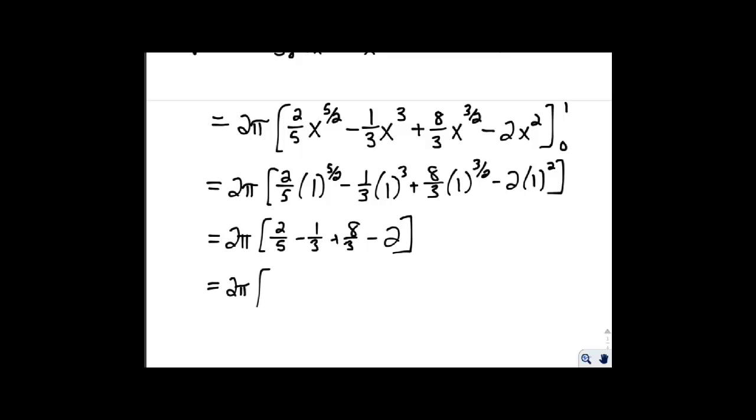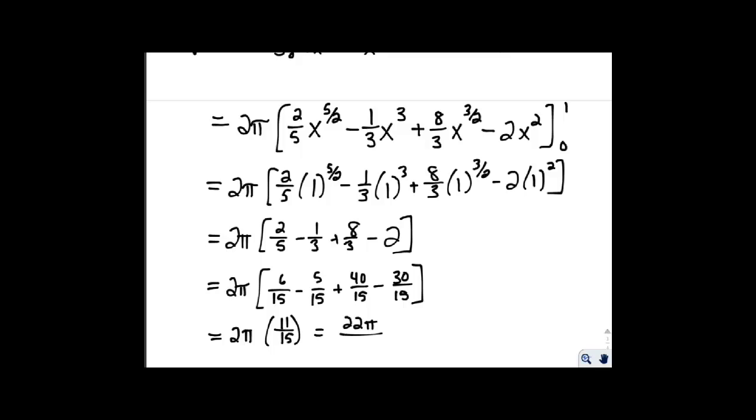They all need to be 15ths. So it's going to be 6/15 minus 5/15 plus 40/15 minus 30/15. Multiply this one times 3, that one times 5, that one times 5, and that one times 15. So we end up with 6 minus 5 is 1, plus 40 is 41, minus 30 is 11. So we get 2 pi times 11/15, which comes out to 22 pi over 15. And that's our answer.